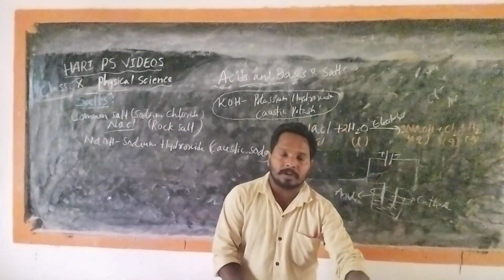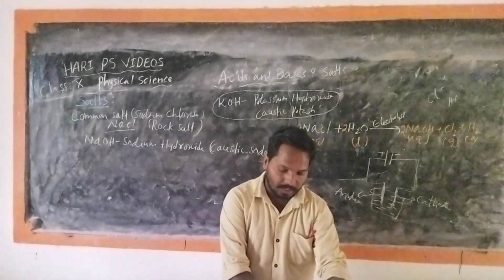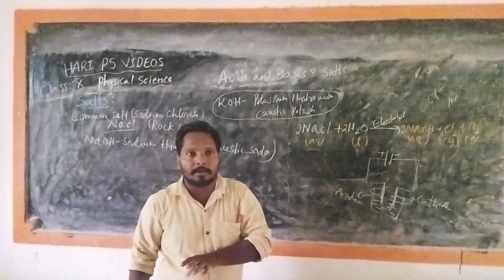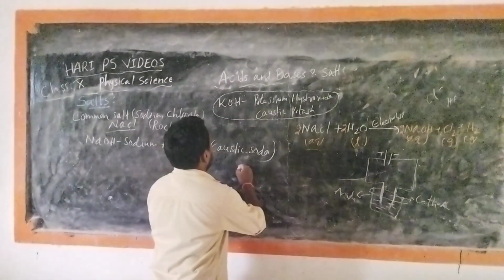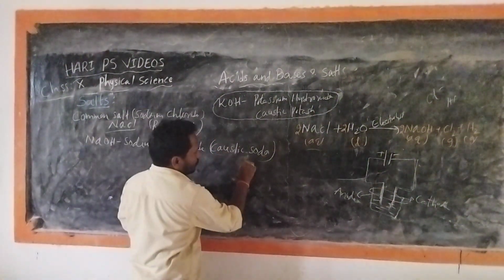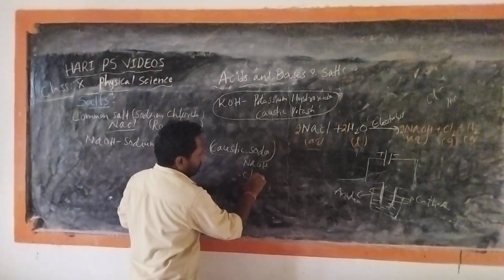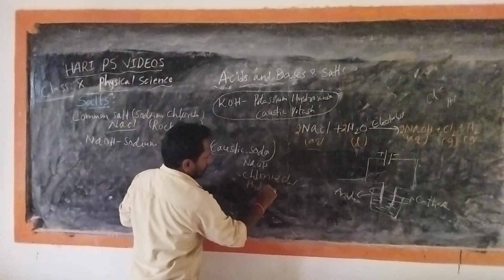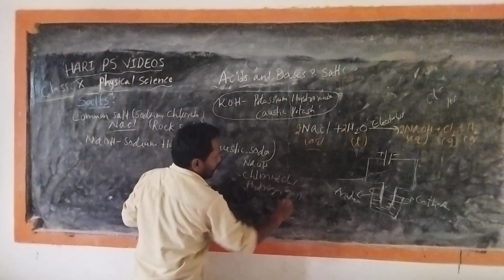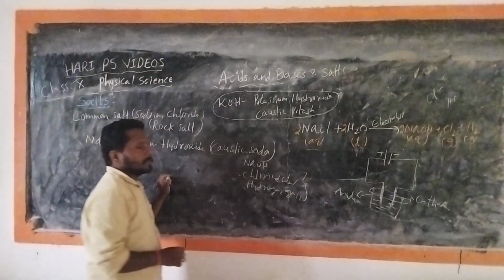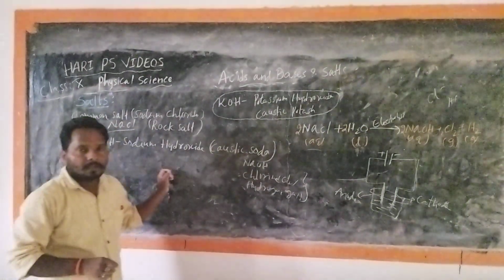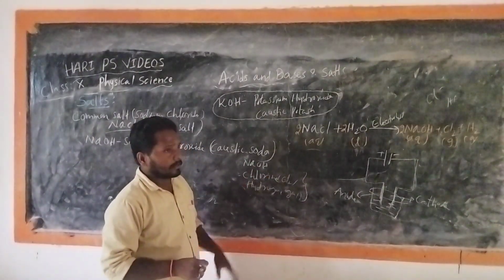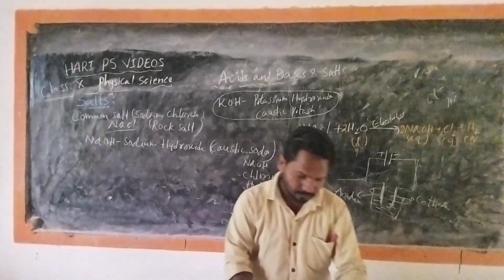So by the electrolysis of common salt, aqueous solution of common salt, we get three products. One is sodium hydroxide or caustic soda, chlorine gas, and hydrogen gas. These three products are obtained by the electrolysis of aqueous solution of sodium chloride or common salt. These are collected separately and stored separately.